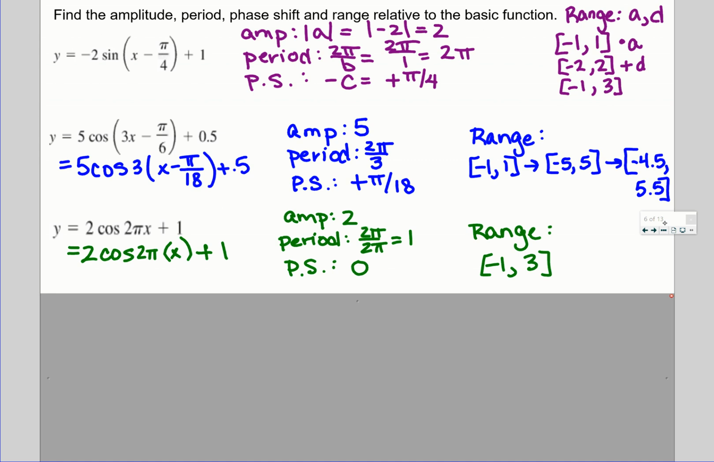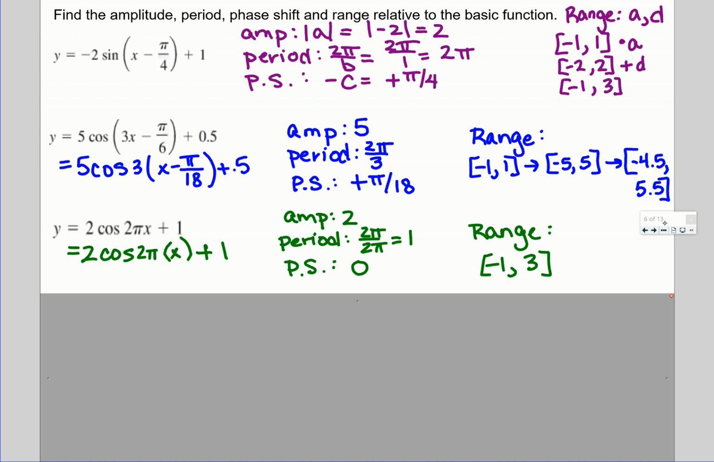They would put the parentheses there if they intended it to be inside the cosine function. So amplitude 2, period here, you can do 2 pi divided by 2 pi, so you get 1. Phase shift, there's no number added or subtracted with my x inside the function, so it's 0, hasn't moved left or right at all. And then the range actually ends up being the same as the top one. You multiply it by 2, and then you shift it up 1. Okay, any questions there? Just getting the properties from the equation.